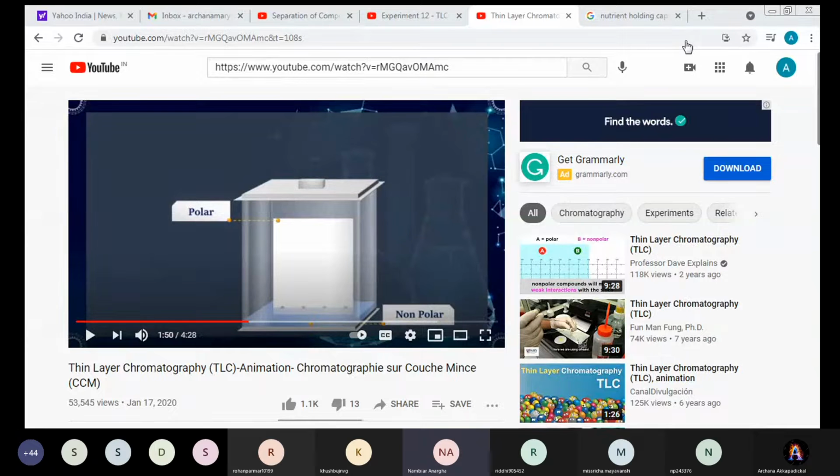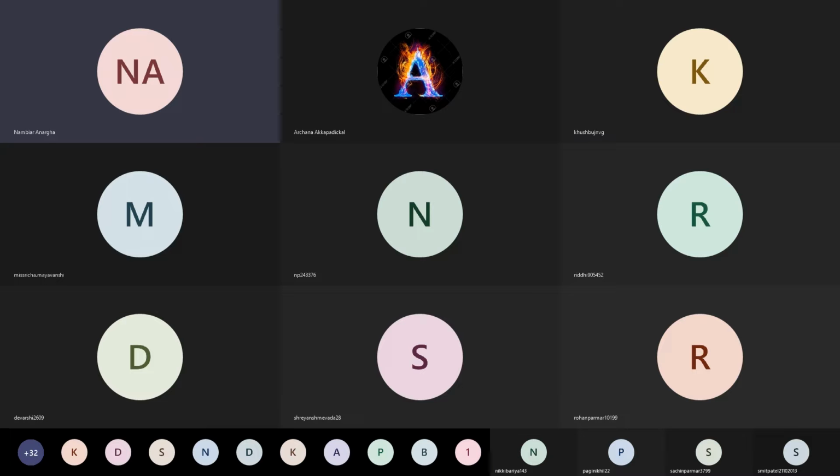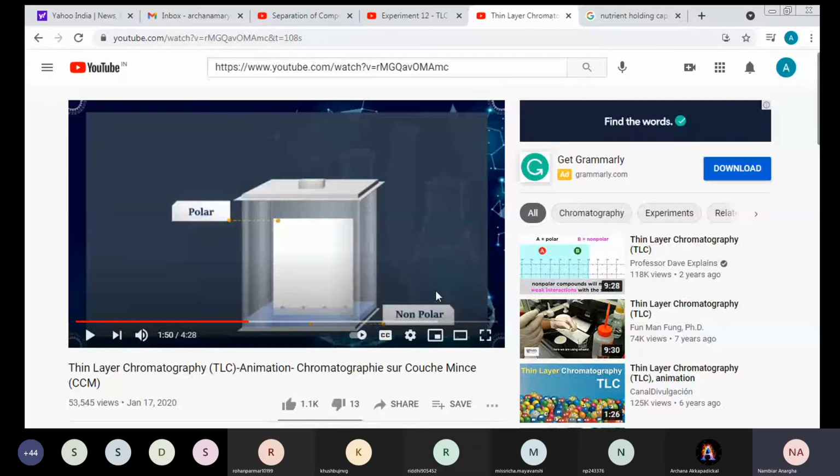Okay. The reason behind pre-saturation is that the TLC plate does not get dry. For that purpose, we are pre-saturating. If the TLC plate gets dry inside our solvent chamber, then we will not get a proper separation of our peaks. Is that clear to everyone, or do you want me to explain it again? Okay.